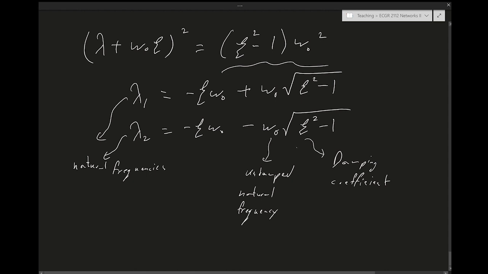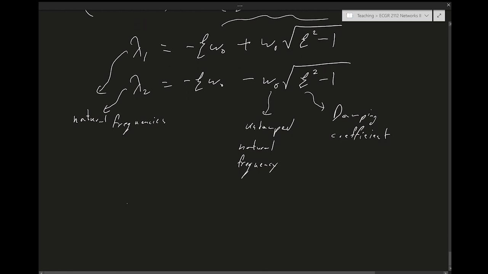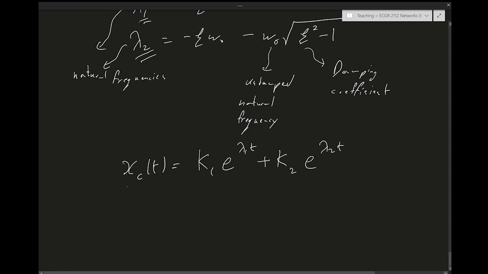How fast, if there is an oscillation in the system, how fast it dampens down, right? Okay, so those are the two natural frequencies, and this gives me the complete solution. The natural response, or the response to the homogeneous equation, is going to be just k1 e to the lambda 1 t plus k2 e to the lambda 2 t, where lambda 1 and lambda 2 are those two terms. That's it. And because it's a second order equation, notice there are two solutions and two constants.